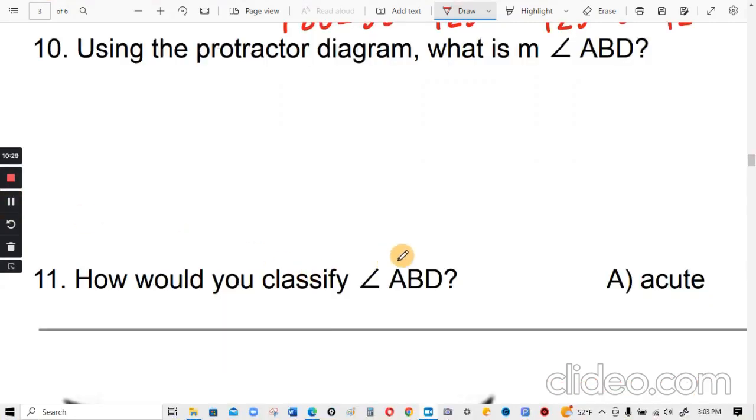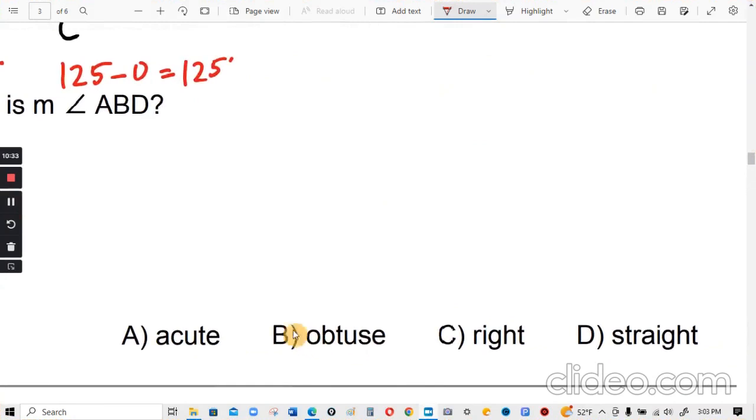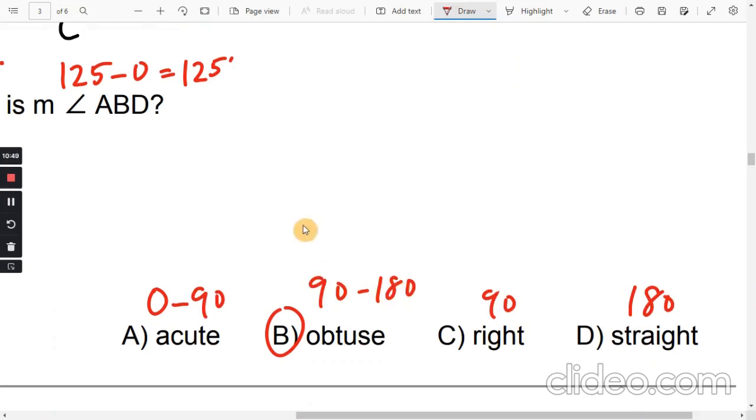All right, classify ABD. Well, we said it was 125, so that makes it obtuse. The small one is acute, a little angle. That's from 0 to 90. Right angle is 90. Straight angle is 180. All right, obtuse is 90 to 180. So 125 falls in this range here.